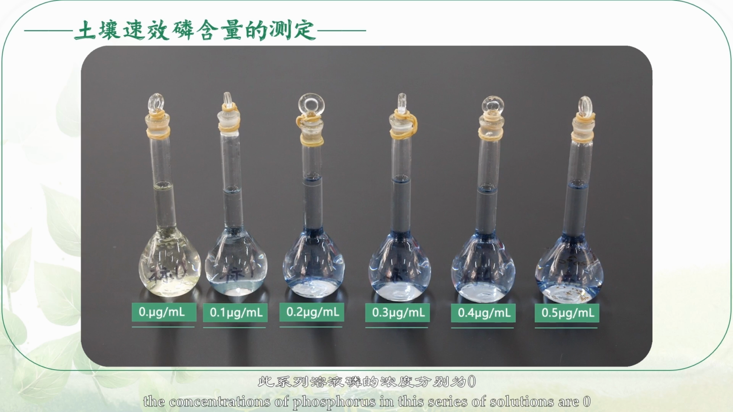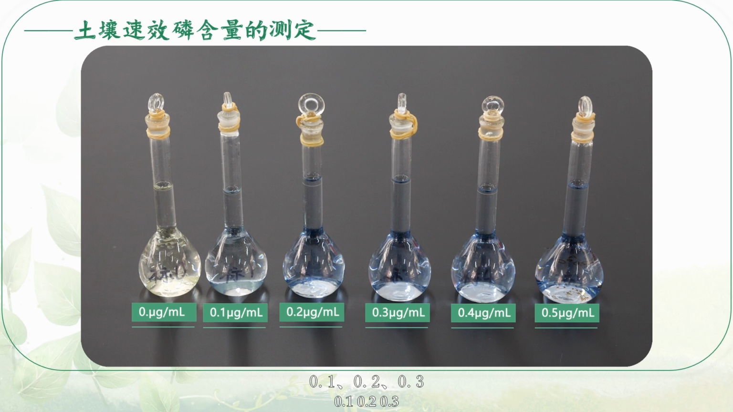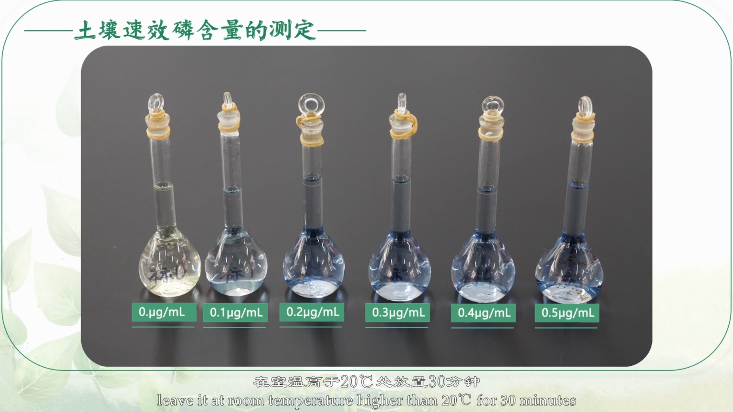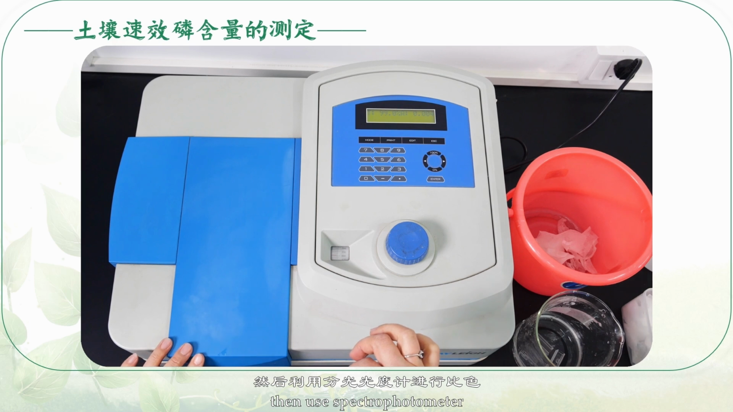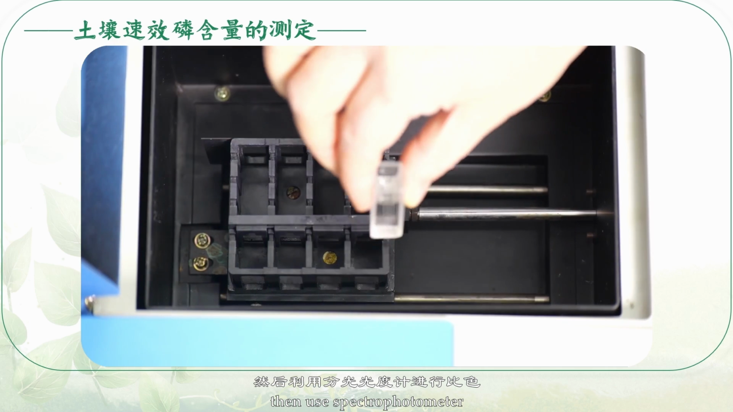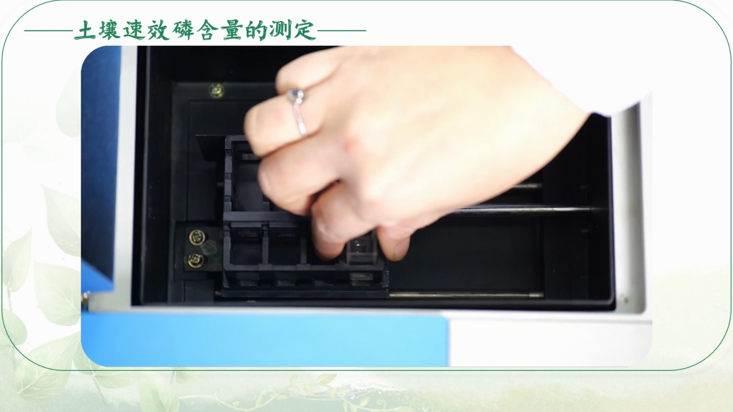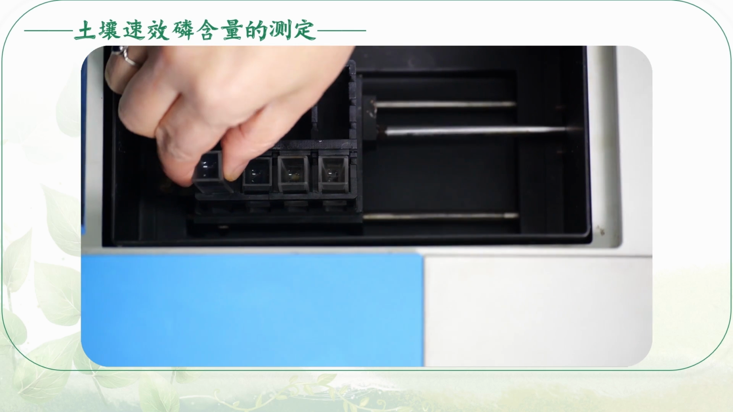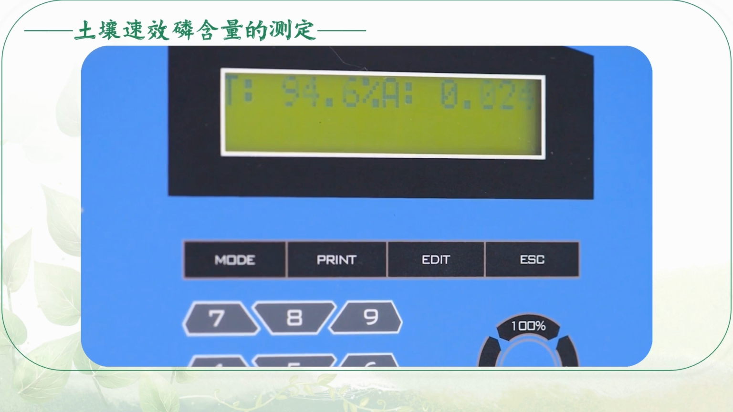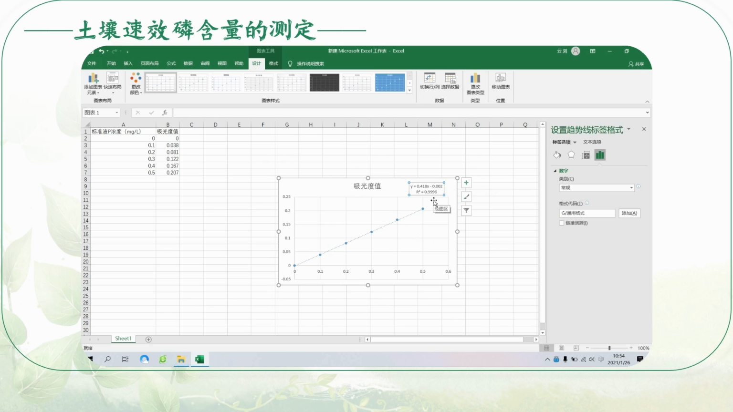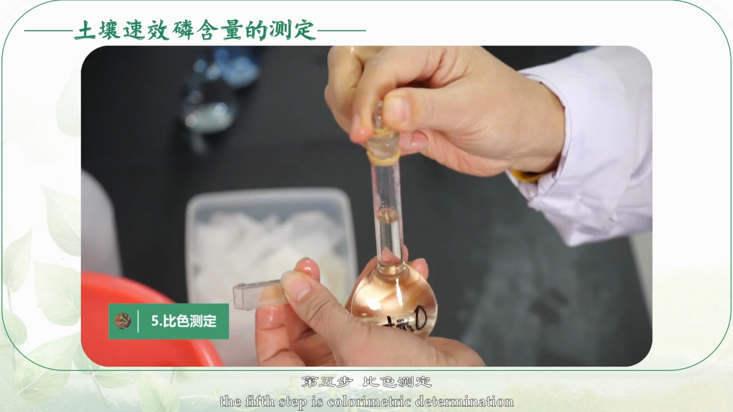The concentrations of phosphorus in this series of solutions are 0, 0.1, 0.2, 0.3, 0.4, and 0.5 microgram per milliliter respectively. Leave it at room temperature higher than 20 degrees Celsius for 30 minutes. Then use spectrophotometer to measure absorbance and record it. The fifth step is colorimetric determination.